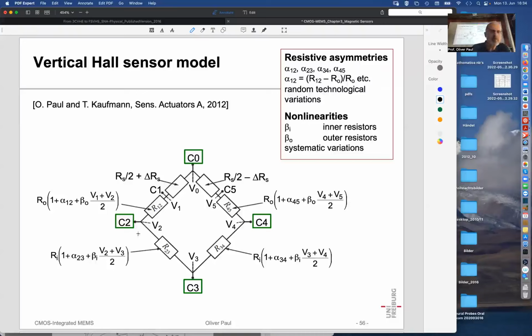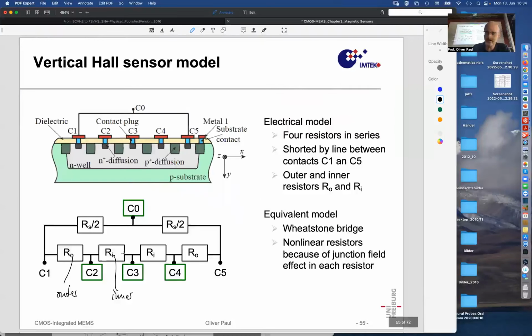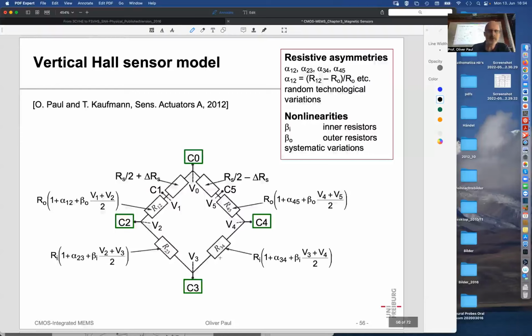So for instance, between contact 2 and 3, we have resistor Ri times 1. So please disregard the other little writing here in the bracket. We have Ri between contact C2 and 3, like here, Ri. The same between contact 3 and 4, Ri times 1.